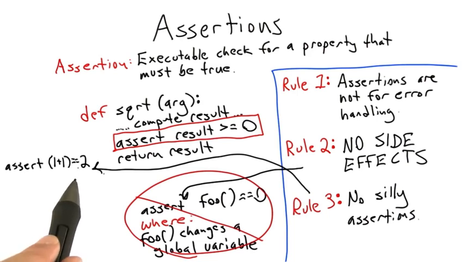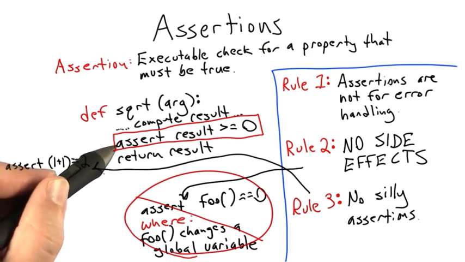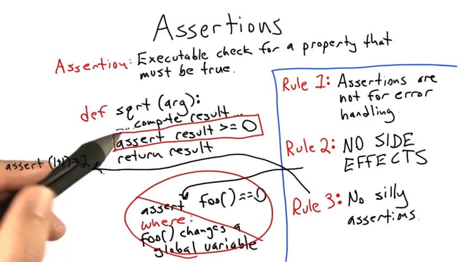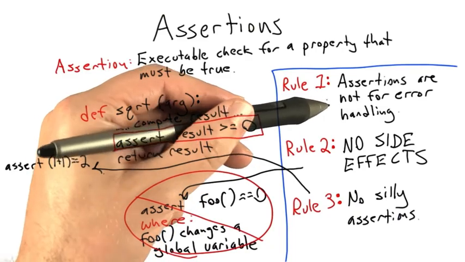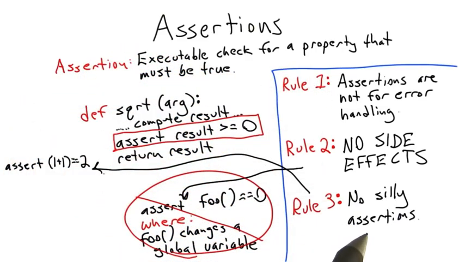The best assertions are those which check a non-trivial property that could be wrong, but only if we actually made a mistake in our logic. So it's not something that could be wrong if the user did something wrong, and it's not something that's just completely silly to check. So now I'm going to let you guys write some assertions.